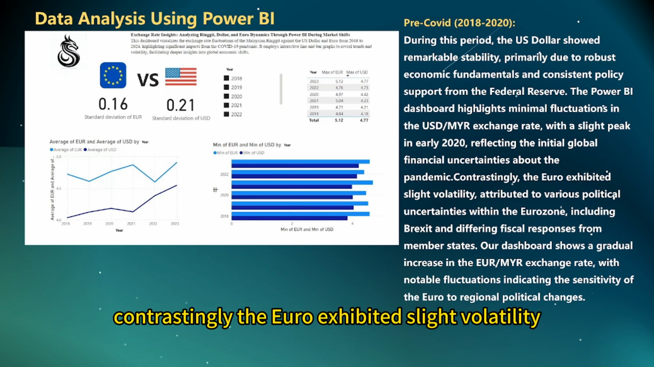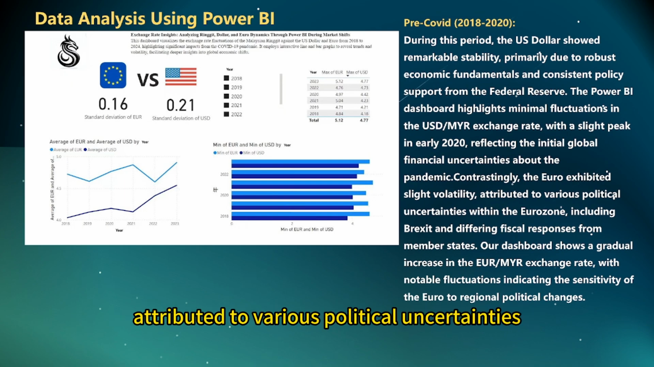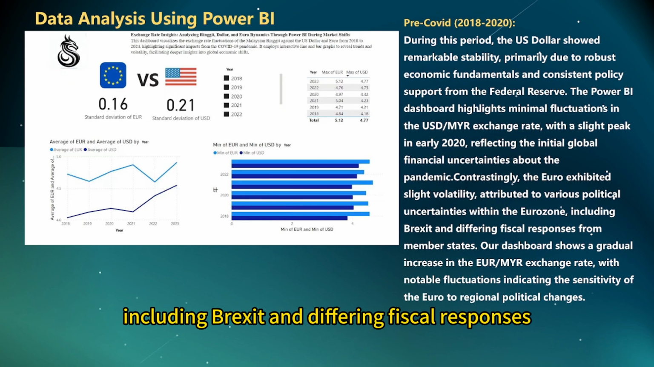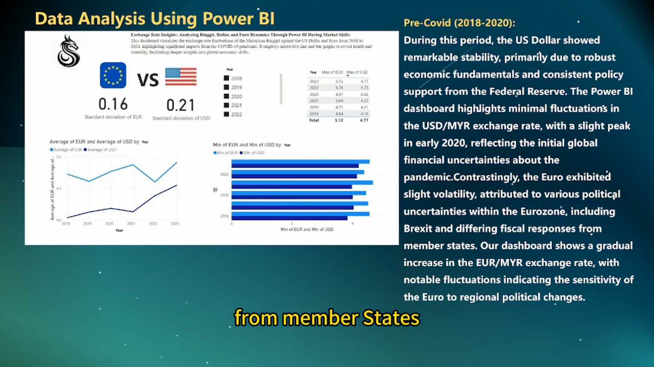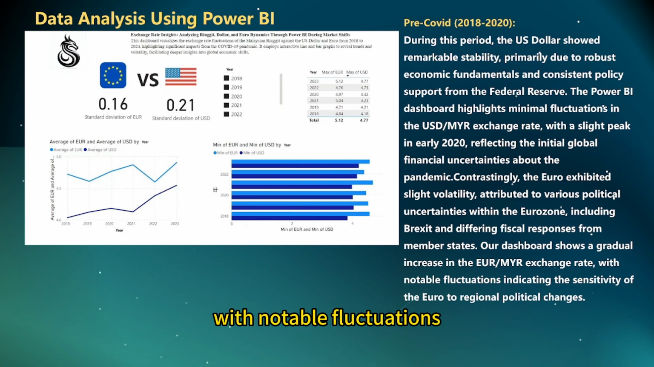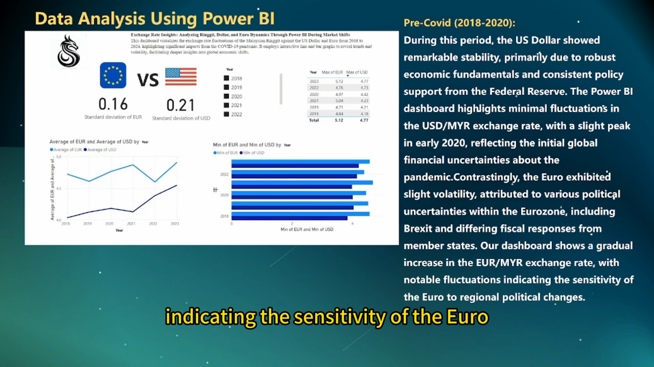Contrastingly, the euro exhibited slight volatility, attributed to various political uncertainties within the eurozone, including Brexit and differing fiscal responses from member states. Our dashboard shows a gradual increase in the EUR/MYR exchange rate, with notable fluctuations indicating the sensitivity of the euro to regional political changes.